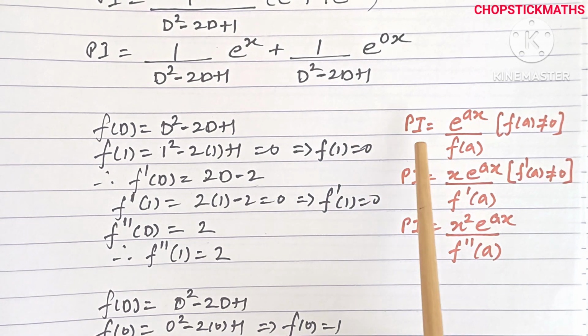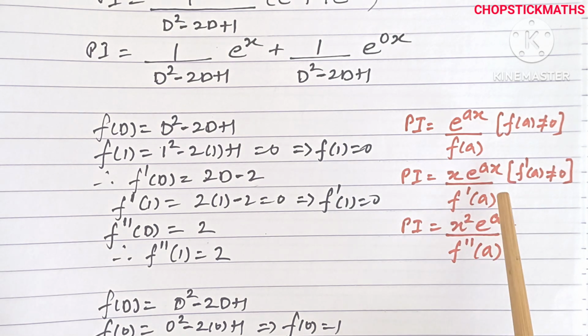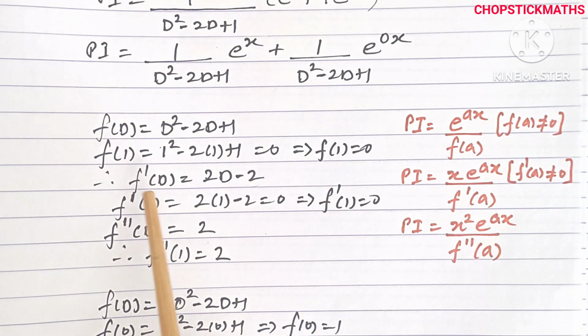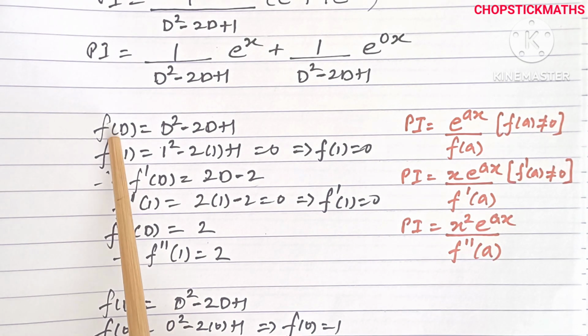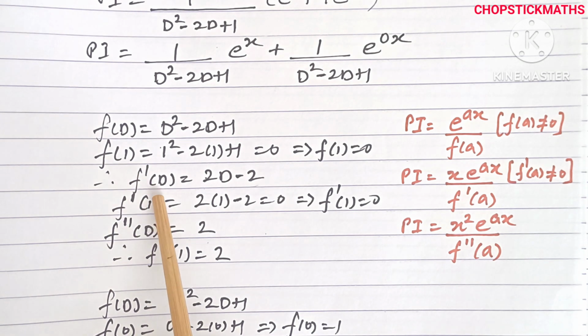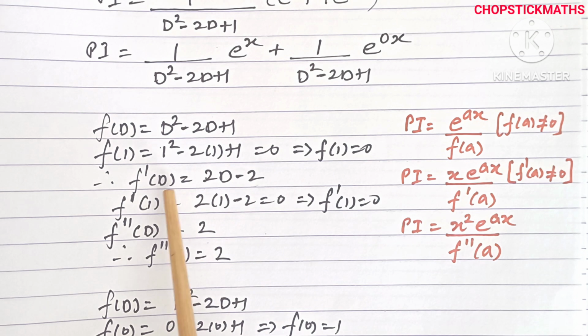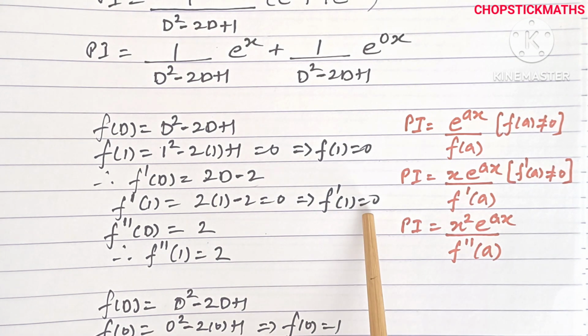So, we'll have to apply the next property, PI is equal to x into e raised to ax upon f prime a, provided f prime a is not equal to 0. Now for that we'll have to calculate the derivative of f of d. So f prime d is equal to 2d minus 2. Now let us substitute d as 1 to find f prime 1. So f prime 1 is 2 into 1 minus 2, which is equal to 0 again. So we can see f prime 1 is also 0.